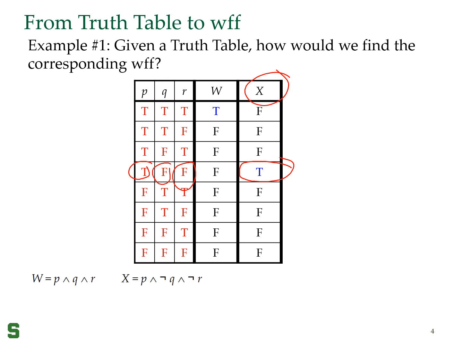where I want P to be true, I want Q to be false, that's why I have a not Q here, and I want R to be false, that's why I have not R. So this formula is going to evaluate to true if P is true, not Q is true, which is the same as Q is false, and not R is true, which is the same as R is false.